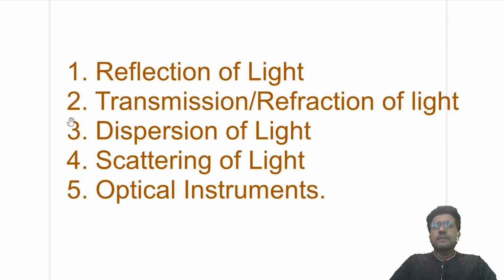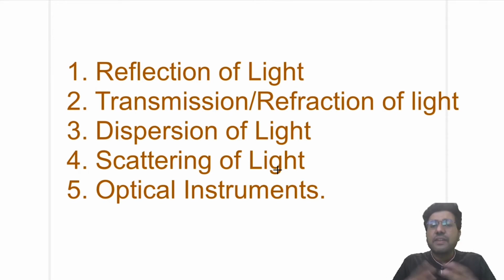Now these were the properties of light that we have discussed. In this chapter we will be mostly dealing with a few topics. First is the reflection of light. In reflection of light, we will be discussing reflection through a plane surface and reflection through a curved surface, that is, the spherical surface. We'll discuss different formulas and different situations.